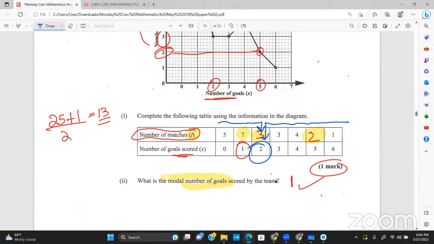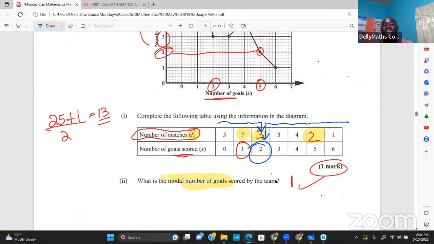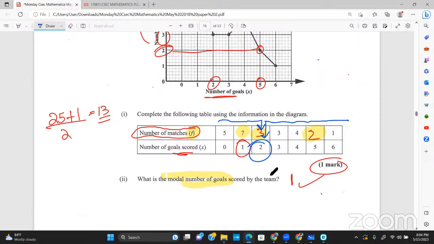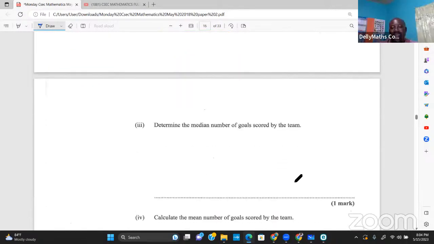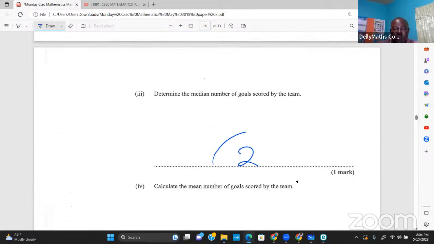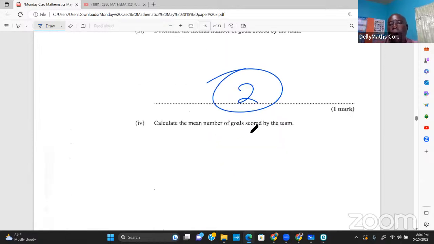2. Remember now, the frequency is not the answer. The frequency will help you to locate the number of goals scored. Very good. So the answer is 2. All right, so we have that done. Calculate the mean number of goals scored. Mean. I think this is the last.